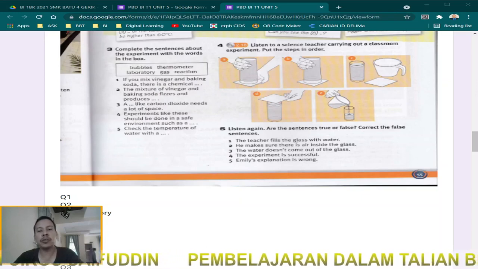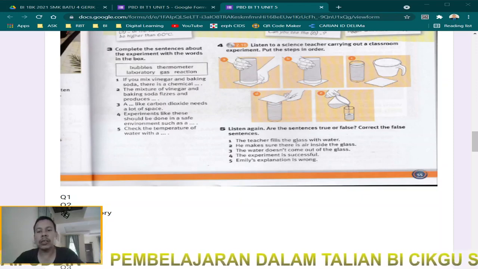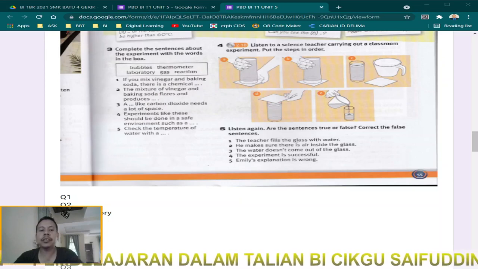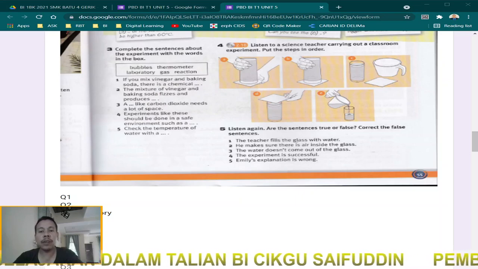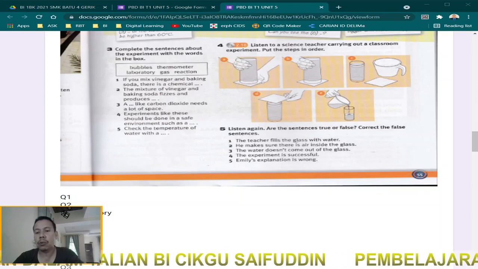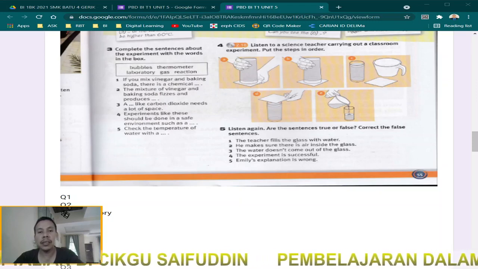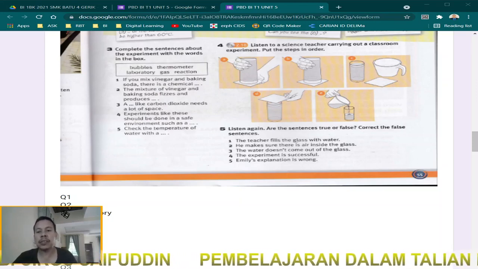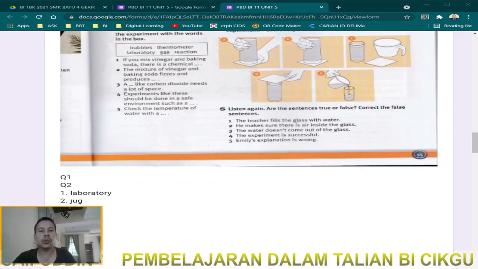Well done, Emily. So that's the praise from the teacher that proves that Emily's explanation is true, is correct. So that's the answer for question 5. Does Emily's explanation is wrong? Adakah penjelasan Emily ini salah? Okay, cikgu dah puji dia betul. Jadi actually this statement is false. Emily's explanation is correct.